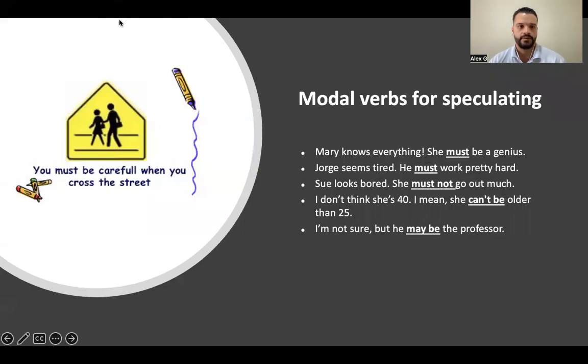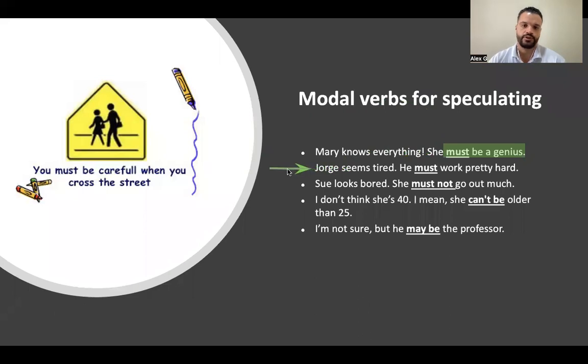The next thing that we're going to talk about is modal verbs for speculating. So here we have a few examples. Mary knows everything. She must be a genius. So here we have a modal verb, must be a genius. We use must when we are sure about something. We're not 100% sure because this is a speculation, but we're pretty sure, we're pretty confident and certain that this is something true. So we can use must, which is like the strongest of the modal verbs.